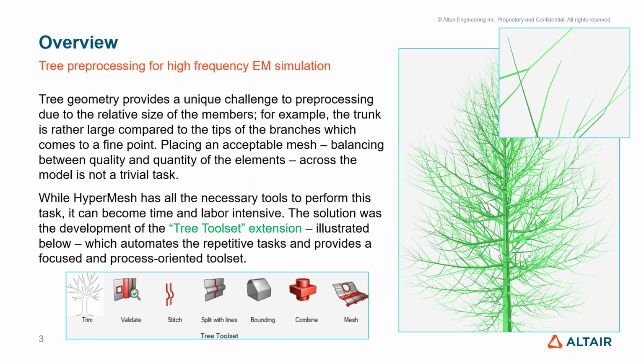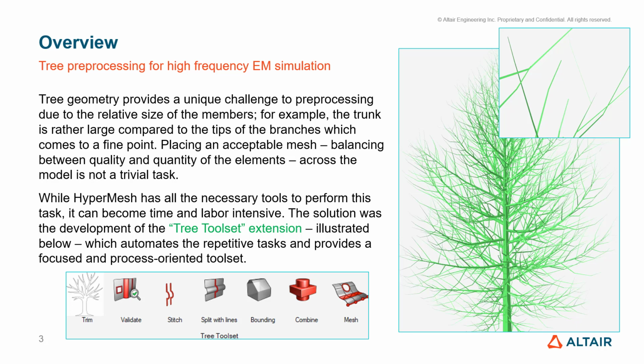Tree geometry provides a unique challenge to preprocessing due to the relative size of the members, i.e., the trunk is large compared to the tips of the branches, which come to a fine point. Placing an acceptable mesh, which balances between the quality and quantity of the elements across the entire model, is not a trivial task.